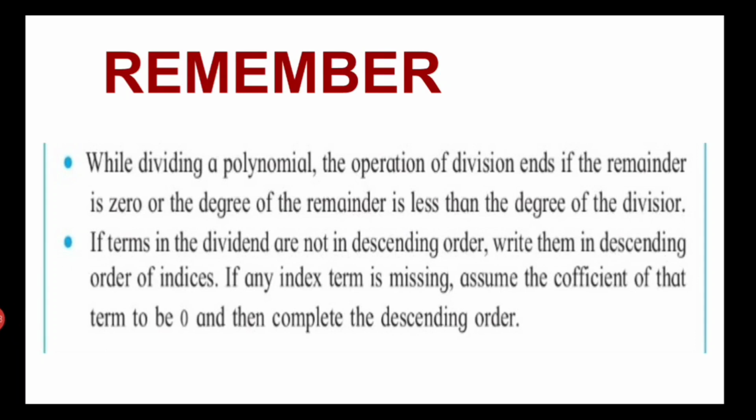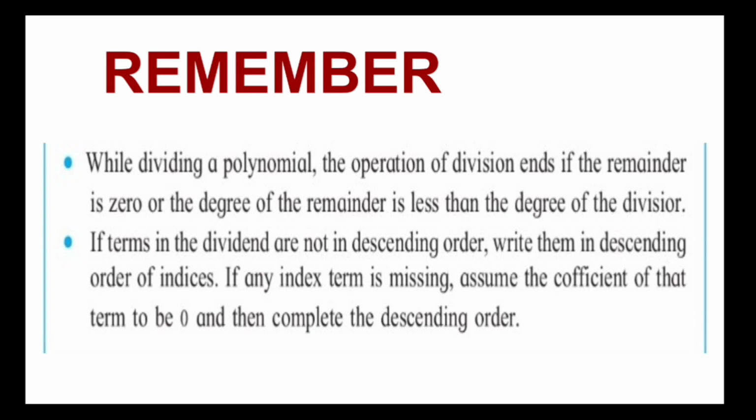So children, before starting our practice set 10.2, we have to remember these few things. First, while dividing a polynomial, the operation of division ends if the remainder is 0 or the degree of remainder is less than the degree of divisor. So always check the degree of remainder. If the degree or the index of remainder is smaller than the degree of divisor, we have to stop solving the sum there. We cannot solve after that.